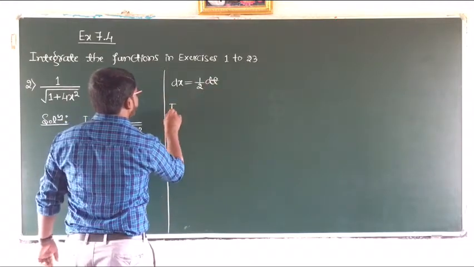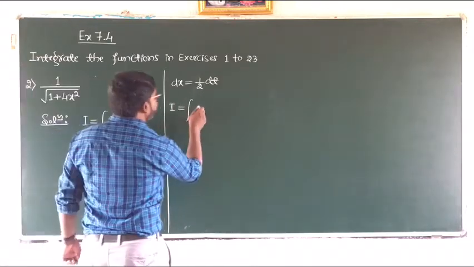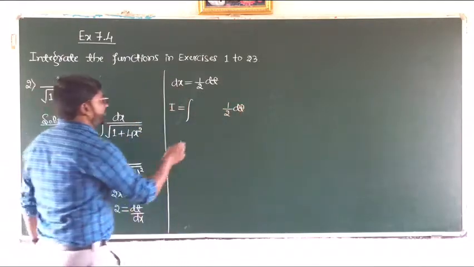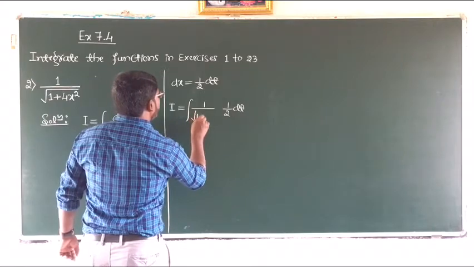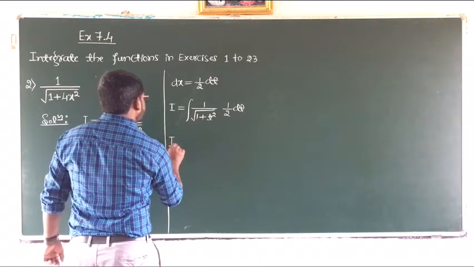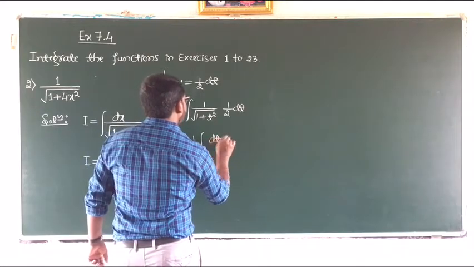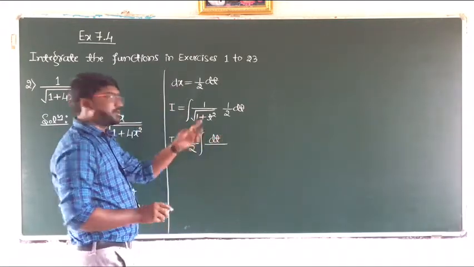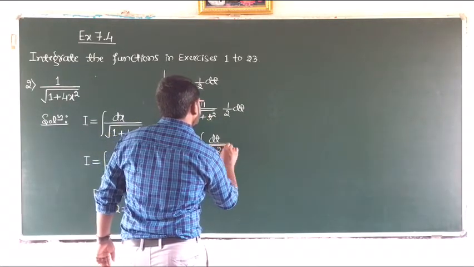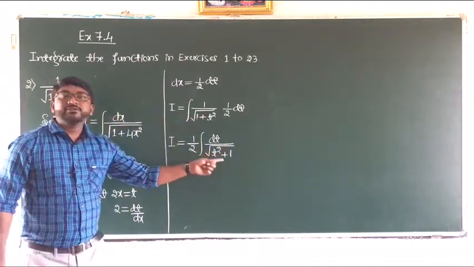So let us rewrite the integral. So now dx can be written as 1 by 2 dt. So here I will write 1 by 2 dt, then 1 divided by under root 1 plus t square. So now I which is equals to, so 1 by 2 is a constant, I write it outside, integral dt by 1 plus t square or t square plus 1, both are same. So now the given integral has been reduced to the standard form.